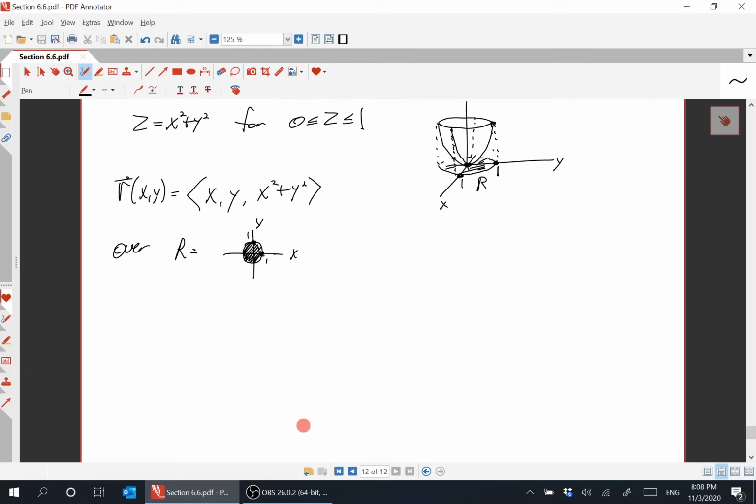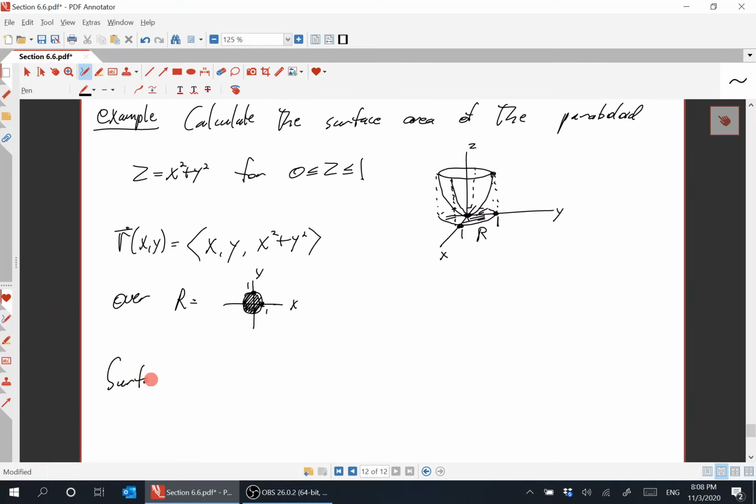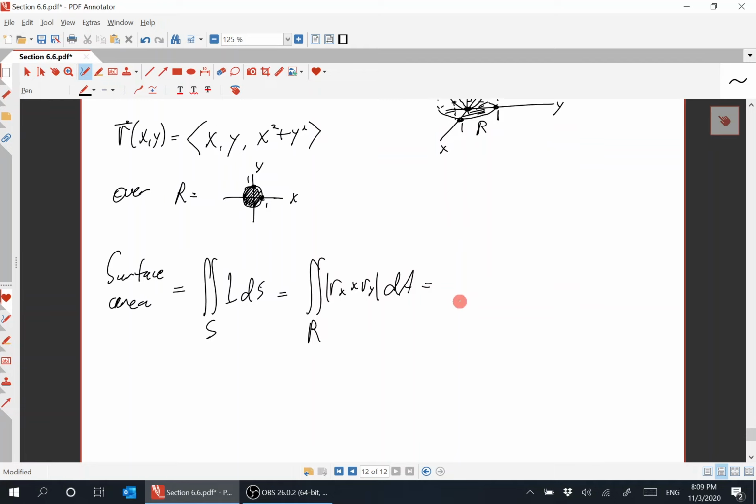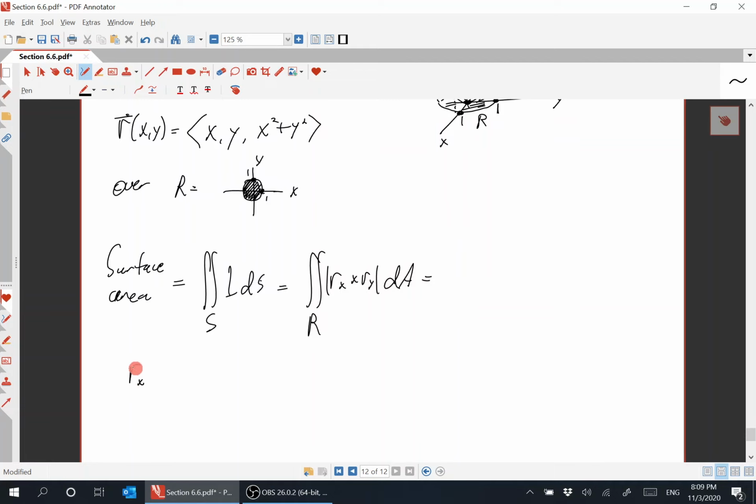Okay, so remember, surface area is equal to the surface integral of 1 dS over S, which is the double integral over R of the magnitude of rx cross ry dA. So all I need to know is what rx cross ry is, and that's pretty easy to calculate, a lot easier than that other example there. So partial derivative of r with respect to x is 1, 0, 2x. Partial derivative of r with respect to y, 0, 1, 2y.